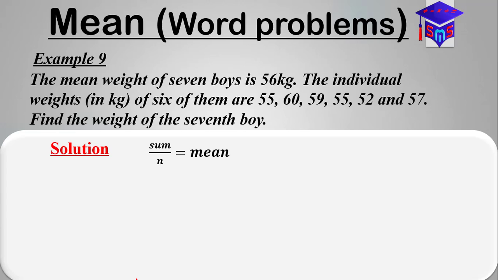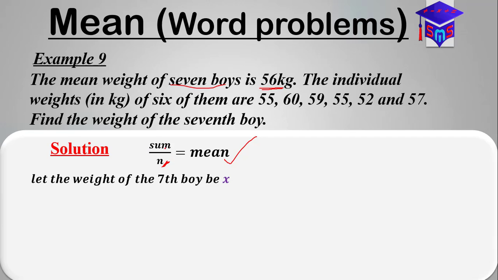We don't have to forget our simple deduction. The sum over n is equal to the mean. Alright, now since we don't know the weight of the 7th boy, let's say that the weight of the 7th boy is x. So in the question we have been told that the mean or the average of the weights of the 7 boys is 56 kg. What it means is that the mean has been given, and the n we have over here also is known to be 7.